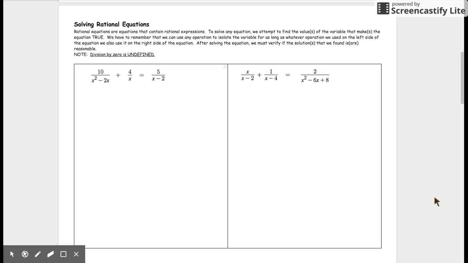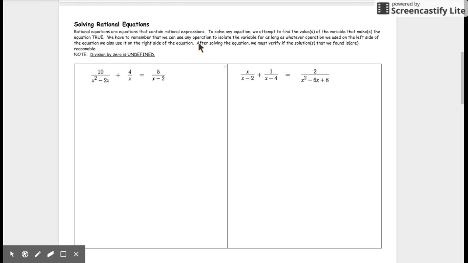In this tutorial, we're going to solve rational equations. Rational equations are equations that contain rational expressions. As you can see here in our two examples, they contain fractions. That's why we call them rational equations. To solve any equation, we attempt to find the value of the variable that makes the equation true.